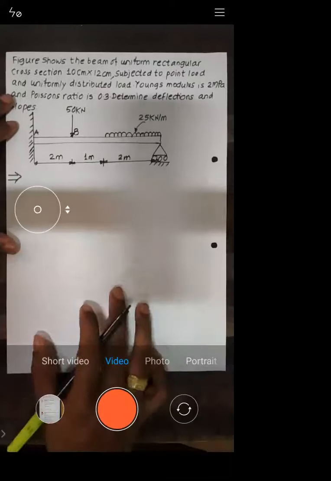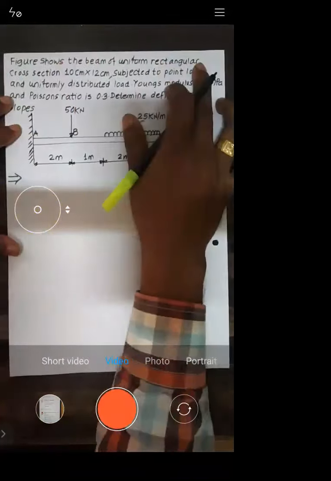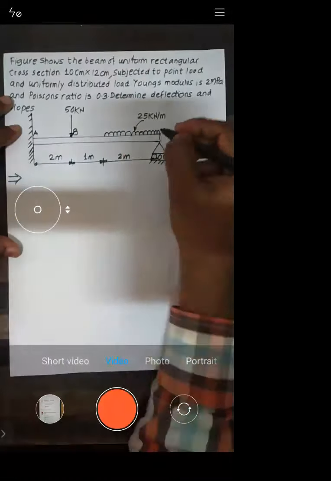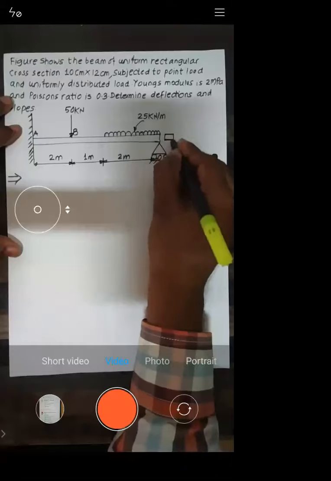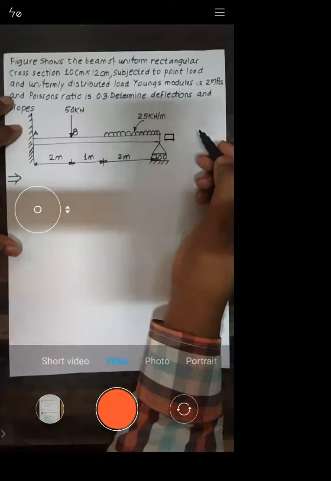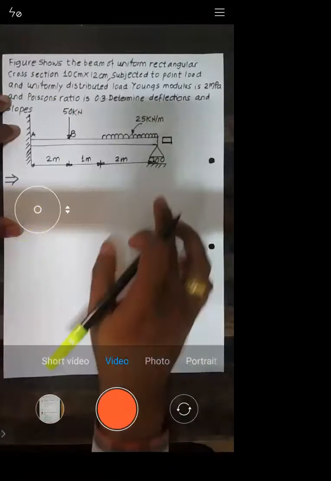See here, all of you. The figure shows a beam of uniform rectangular cross section. So if you see the cross section here, it is a rectangle. So you try to understand, this is a beam of rectangular cross section, and of what section? 10 centimeter into 12 centimeter.